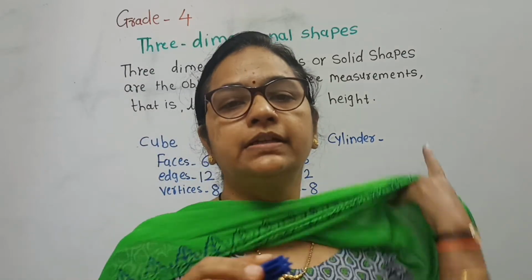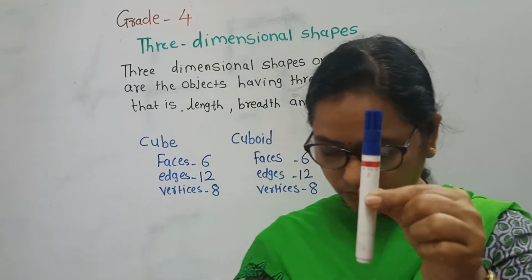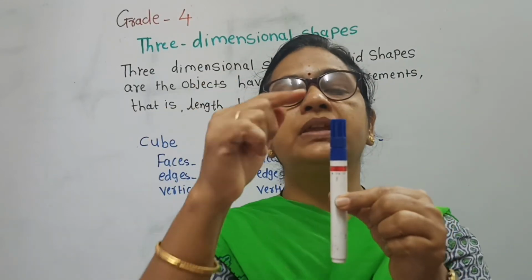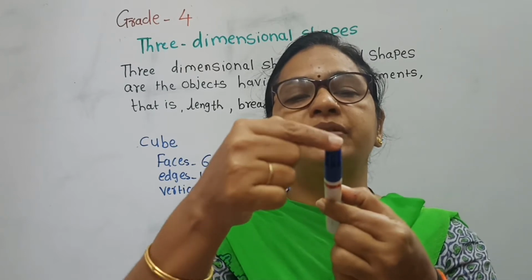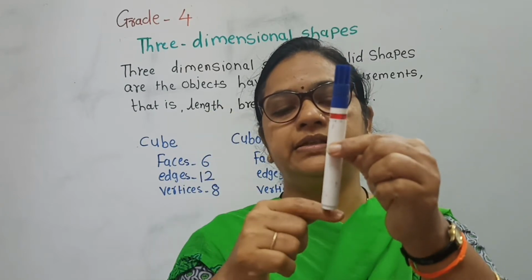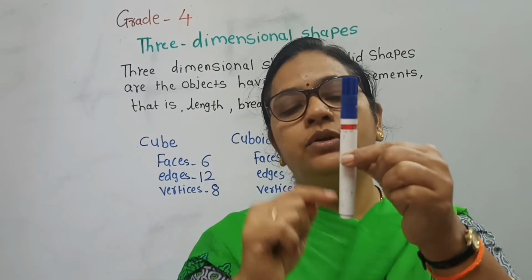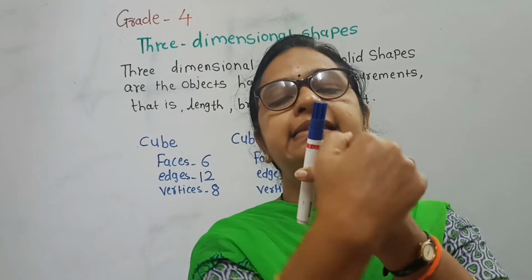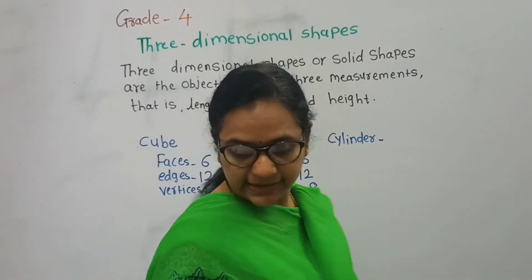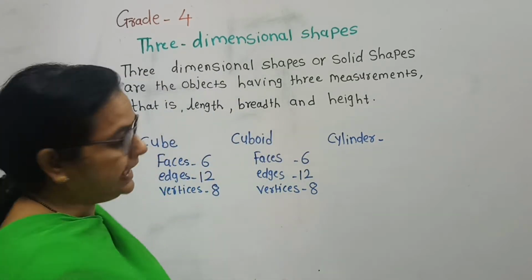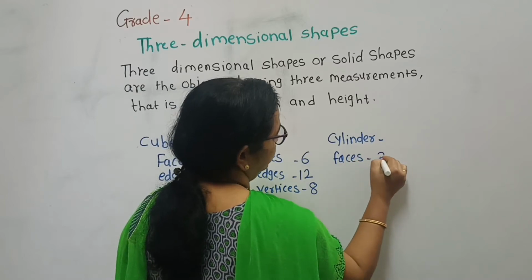Cylinder means this marker pen. Okay. Now see the faces of this cylinder shape. This upside flat surface, downside flat surface means a cylinder has 2 flat surfaces and this 1 curved surface. Okay. So how many faces does a cylinder have? A cylinder has 3 faces. Okay.